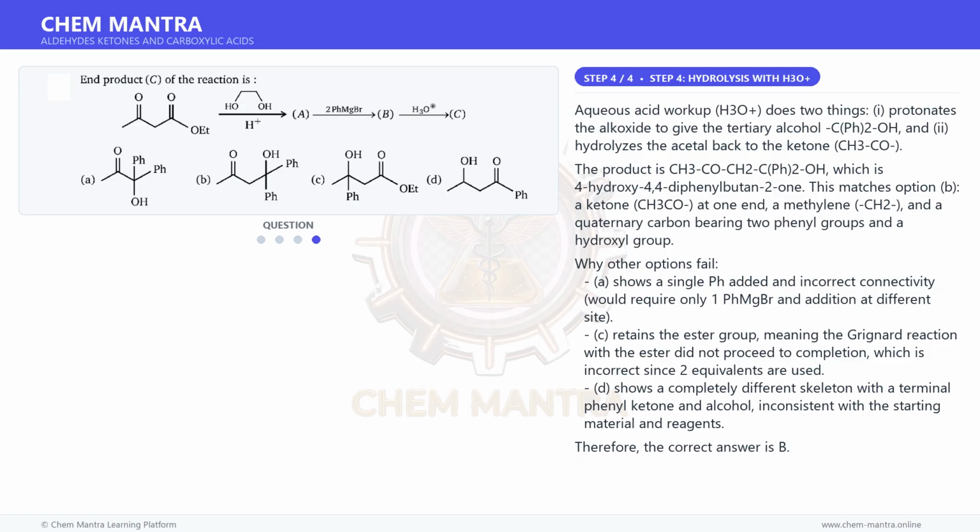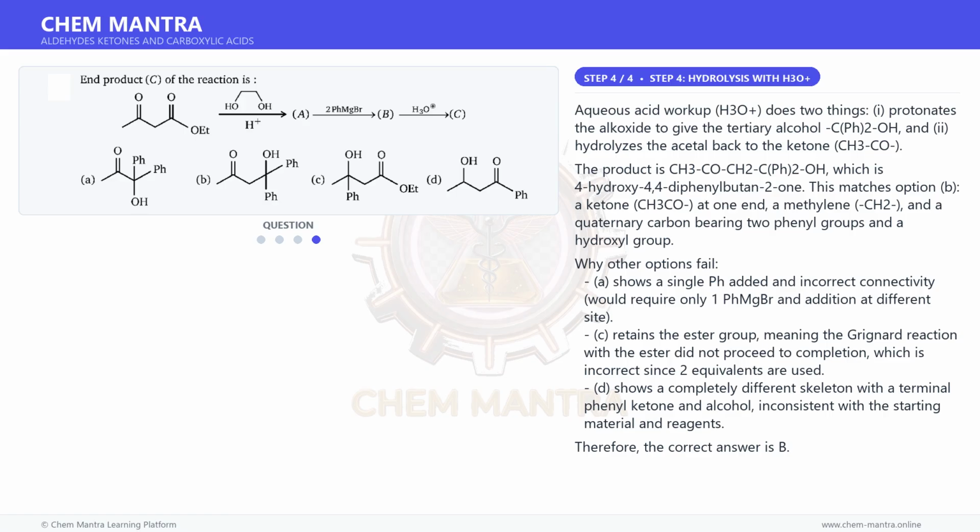The product is CH3-CO-CH2-C(Ph)2-OH, which is 4-hydroxy-4,4-diphenylbutan-2-one. This matches option B, a ketone, CH3-CO at one end, a methylene, CH2, and a quaternary carbon bearing 2 phenyl groups and a hydroxyl group.